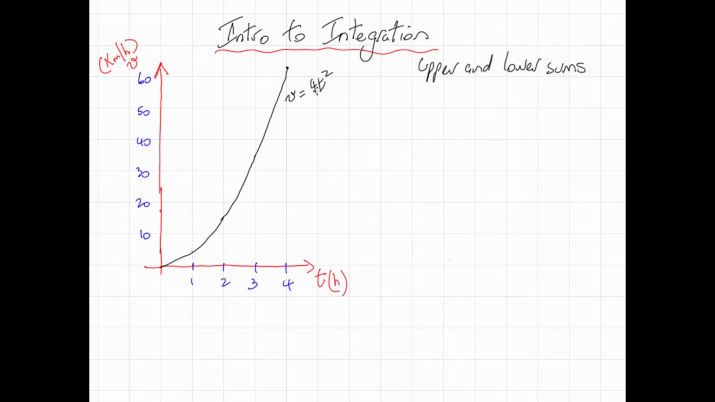So it starts from rest, and straight away we can say, okay, how fast is it going after 4 hours? So when t equals 4, v is equal to 4 times 4 squared. So 4 squared is 16, times 4 is 64. So this point here would be the point (4, 64).